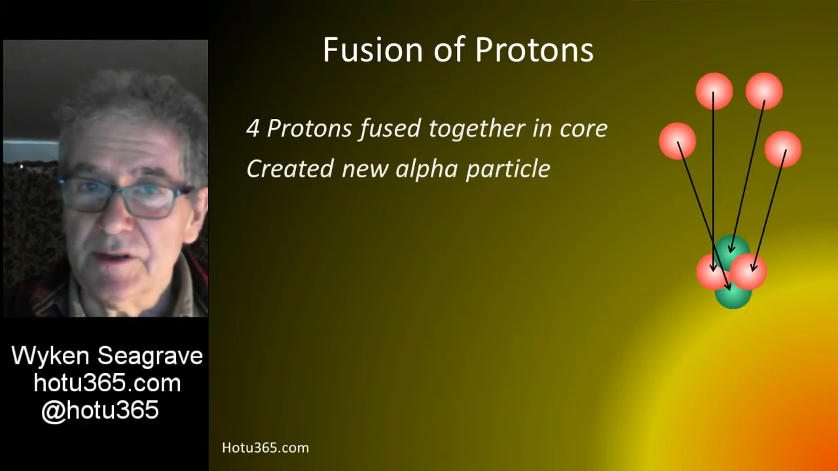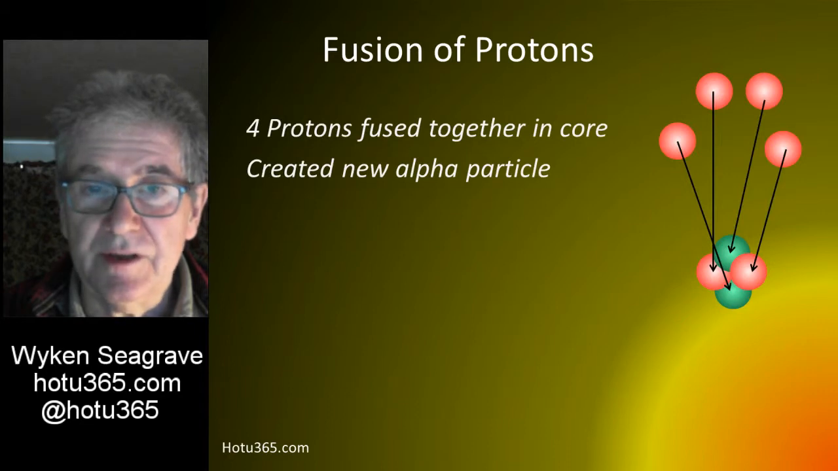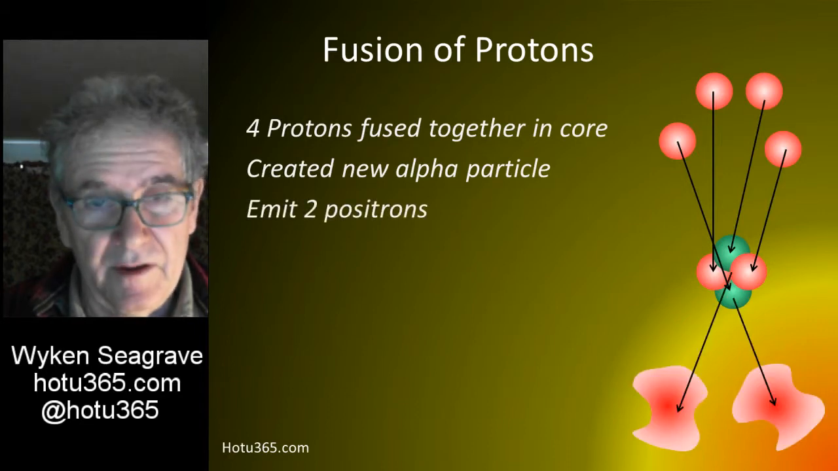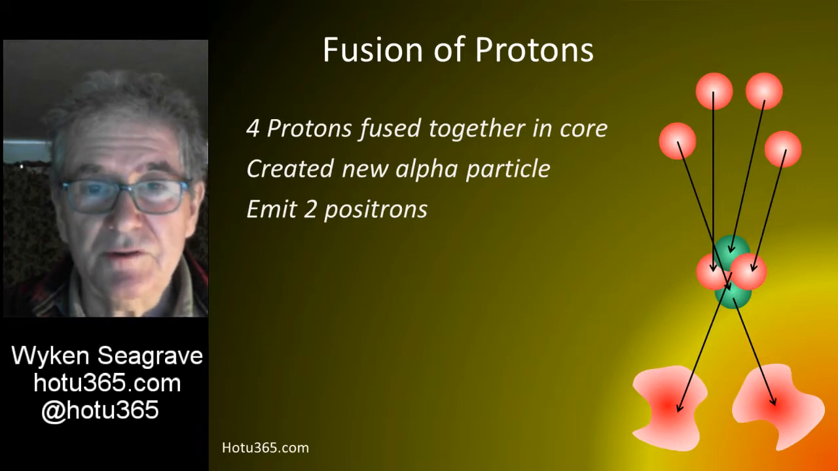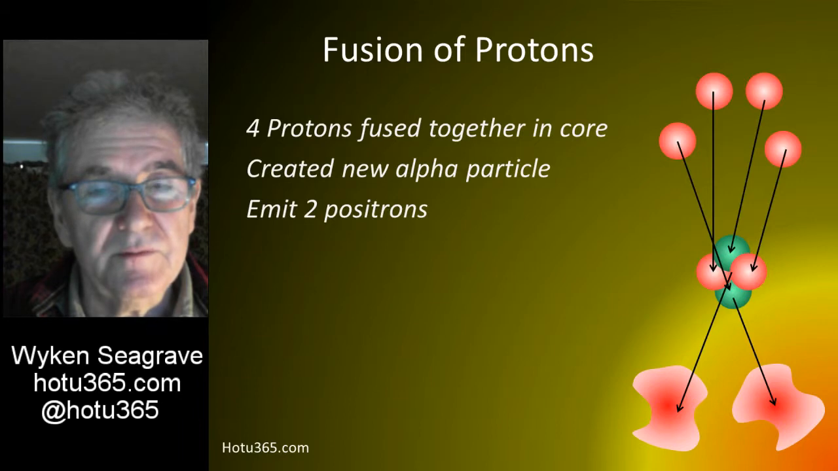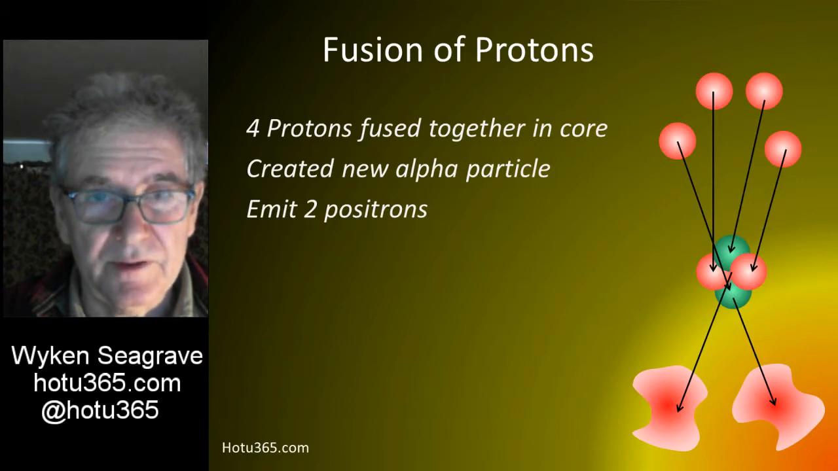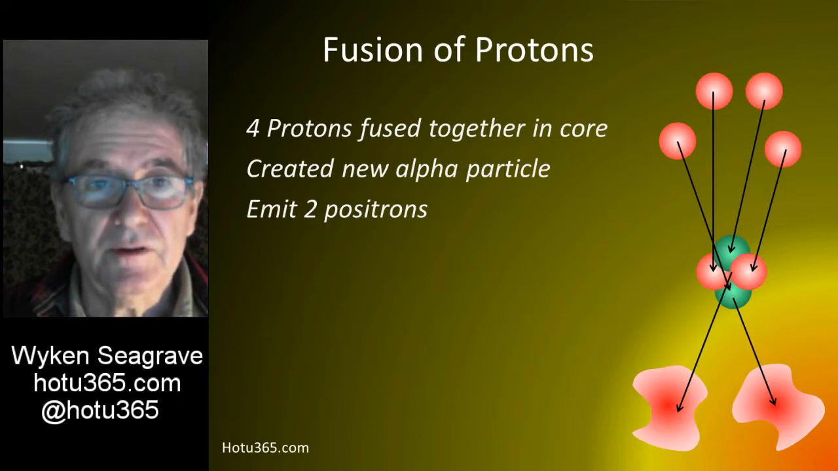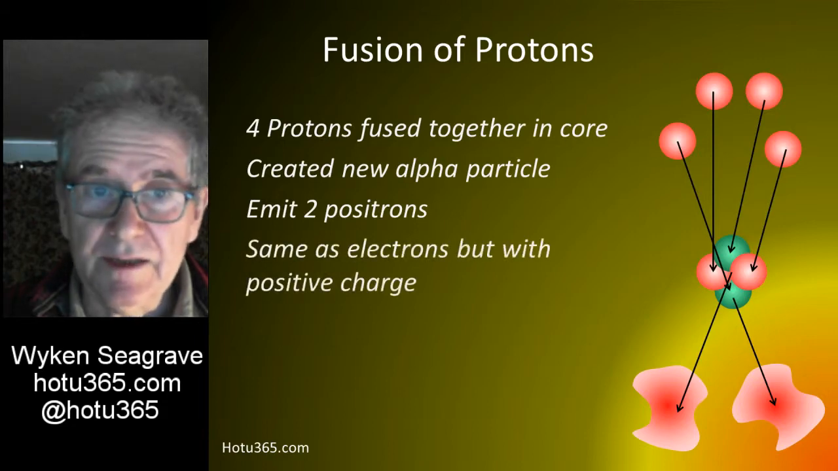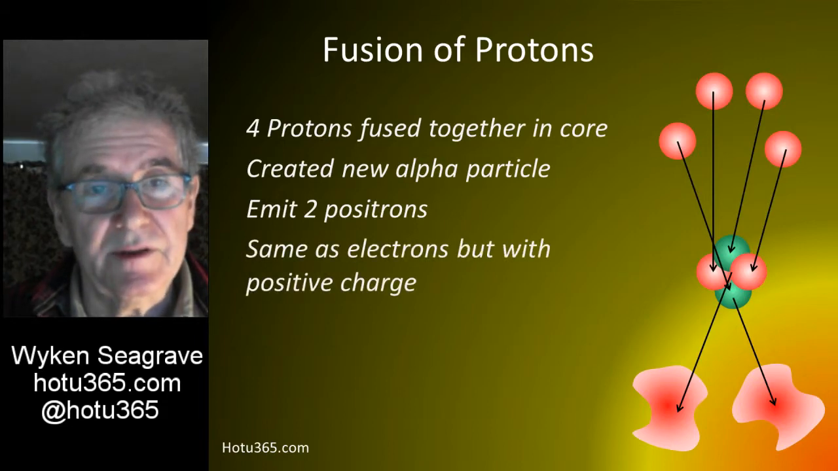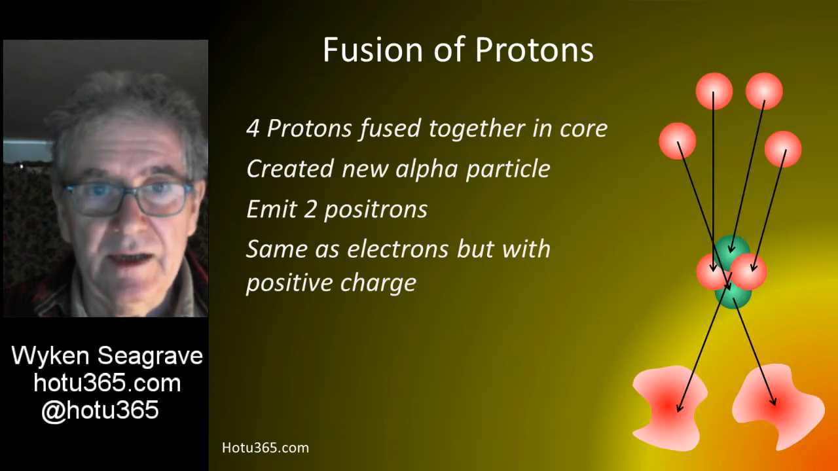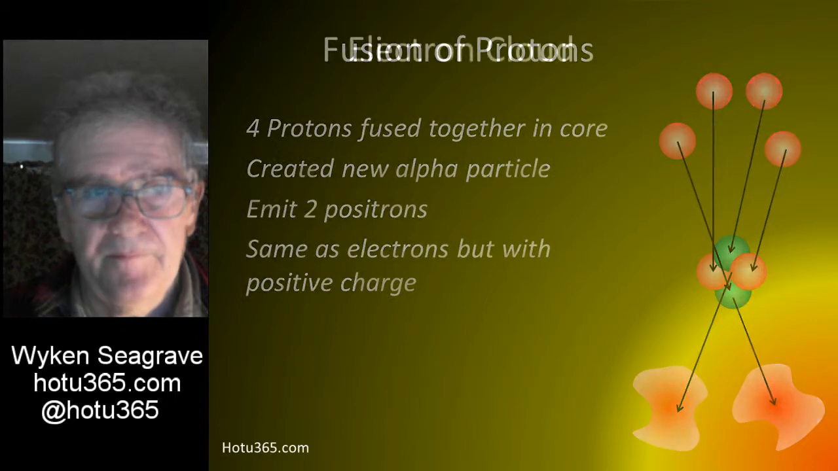And what happened is that 2 of the protons changed into neutrons, and the electric charge of these 2 protons went shooting away, and the particles which carried that positive charge are called positrons. They are identical with electrons, except that electrons have a negative charge and these positrons have a positive charge.